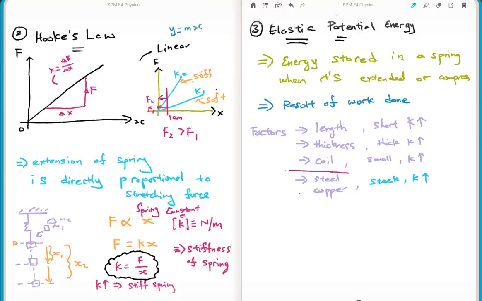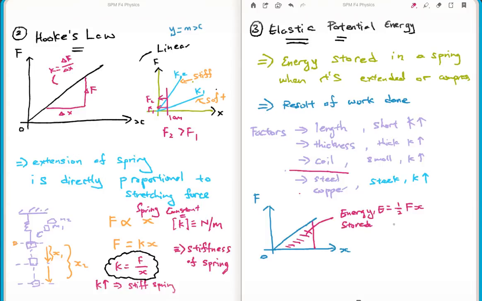Now, what's potential energy? Let's go for a spring that obeys Hooke's law. What about those that don't obey Hooke's law? Let's first look at those that obey Hooke's law, which is linear, y equals mx. The energy stored is the area under the curve. Pretty simple, isn't it? The energy stored in this spring therefore equals half Fx. Please don't confuse it with work done. This is half Kx in terms of magnitude, and it's in Joules.